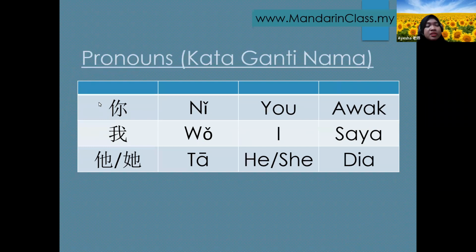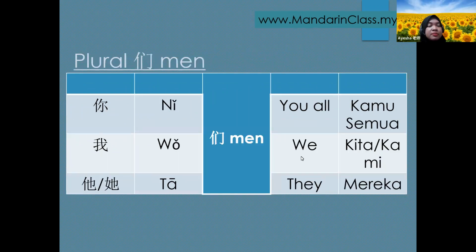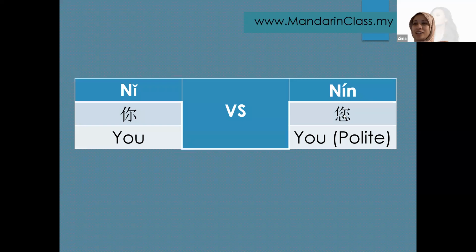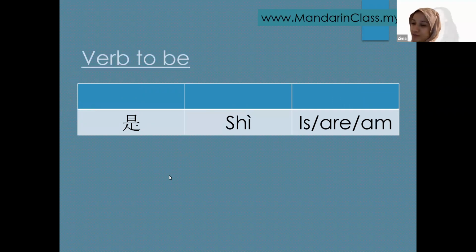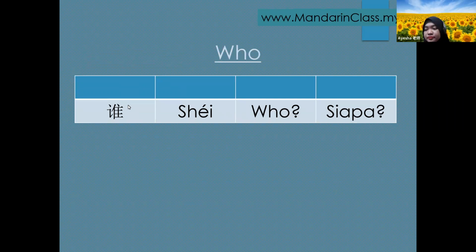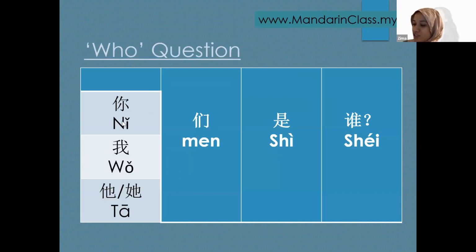Okay, they spell to me: 你, 我, 他, 你们, 我们, 他们, 您. Very good. Next one is 谁. 你们是谁? What am I asking here? What is my name? Who are you? So confident. 你们是谁?